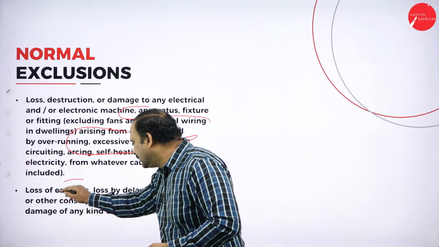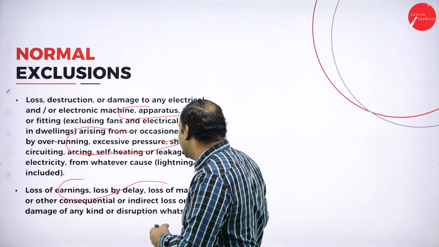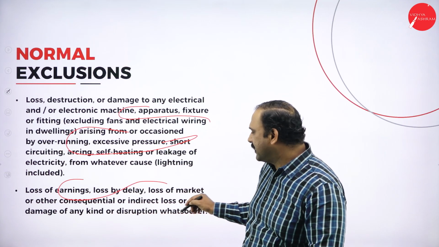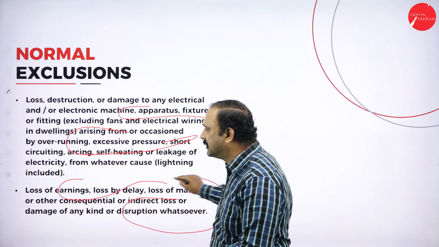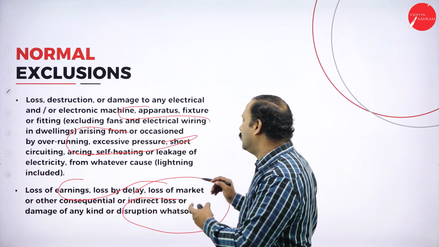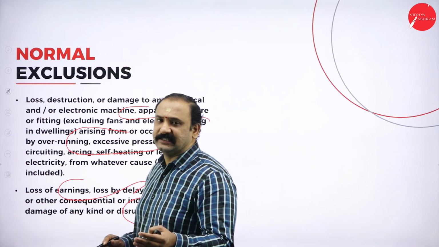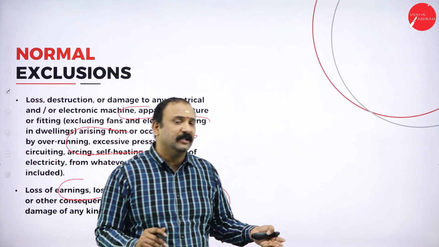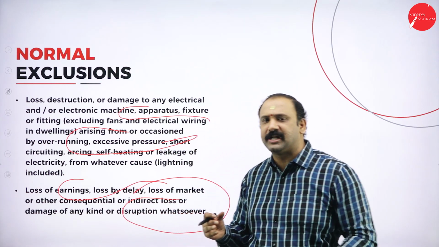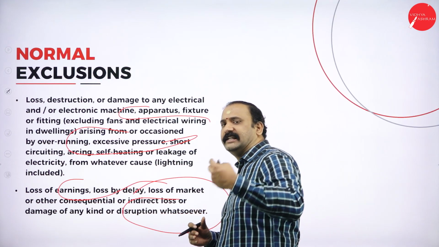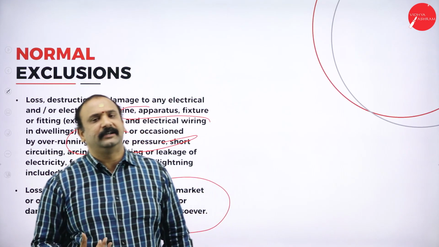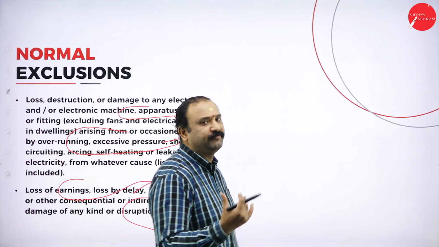So loss of earnings, or loss by delay, loss of market, or any other consequential or indirect loss, or damage by any kind of disruption whatsoever. Now these things will not be included. Loss of earnings, for example, loss by delay. These are things which are not related to the fire peril, because there is a loss in the business, there is a loss because the market is not of good standard, the goods are not moving, there is a delay in the market, there is some logistics factor. All these kinds of things will not be covered as part and parcel of the fire insurance.